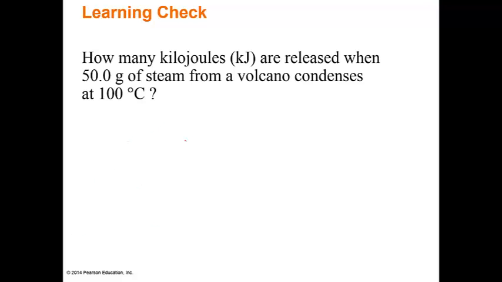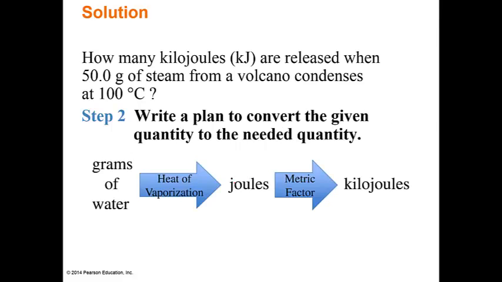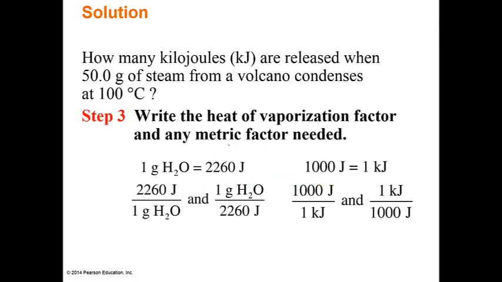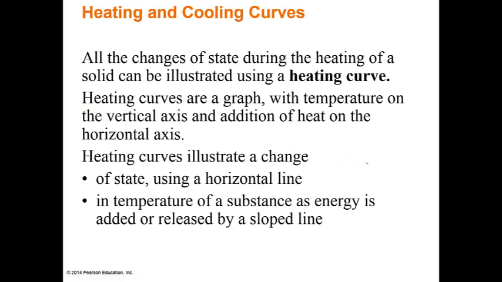So 50 grams of steam, 100 degrees Celsius. We got 50 grams, okay? We need to know our constant, 2260 for water, and then we want to know kilojoules, so we need our conversion factor of 1,000 joules in 1 kilojoule. So we set it up. 50 times 2260 divided by 1,000 gives us 113 kilojoules, all right? It's pretty straightforward as long as you set up the equation appropriately.